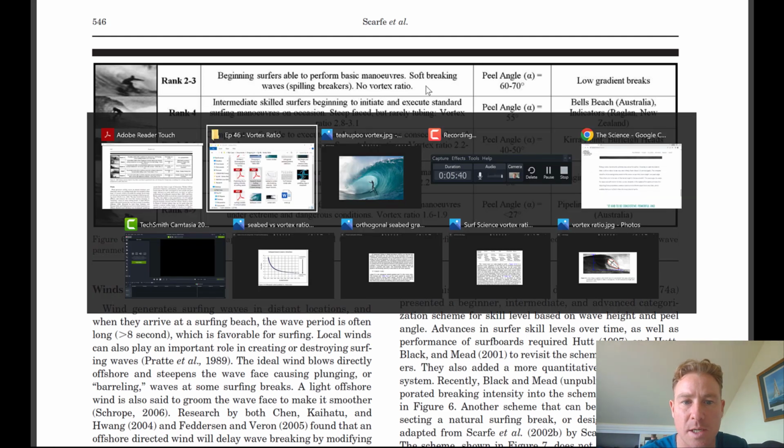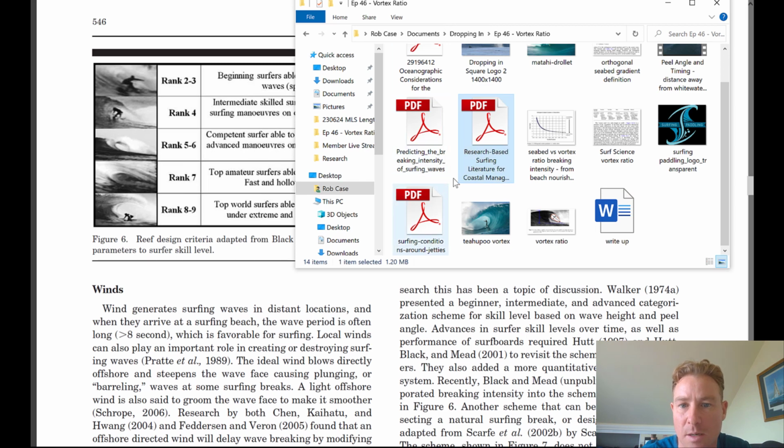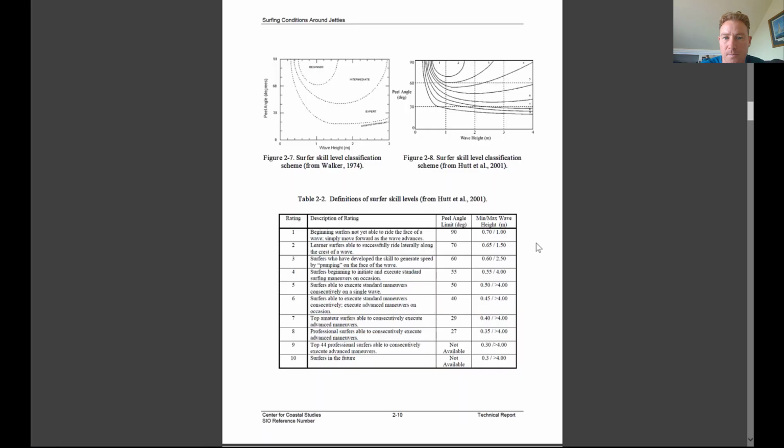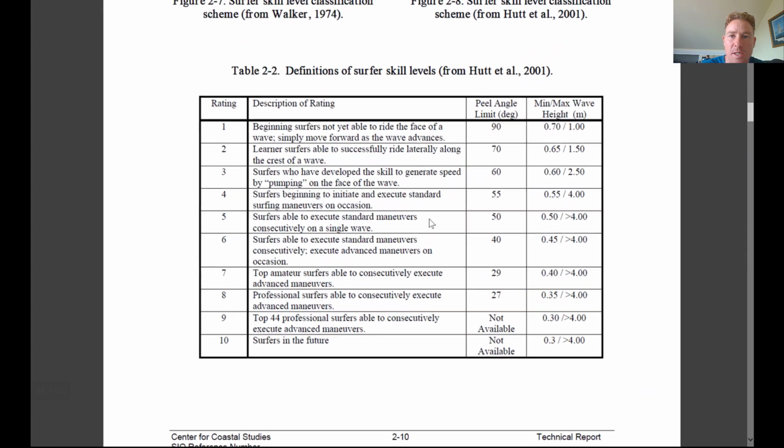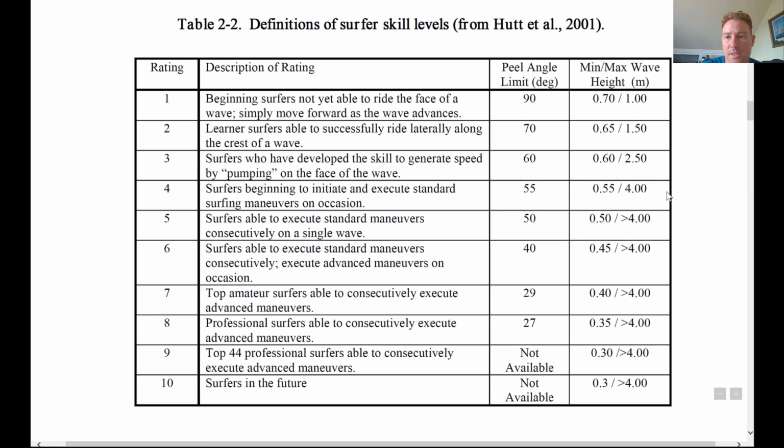Actually, in an older study, let me pull that older study up. I think it's this one. Yeah. Here's an older study. This was in 2001 versus 2003, which is the other one. It actually gives a rating system. And there's a rating system altered from this to include vortex ratio, but I'll start with this one.